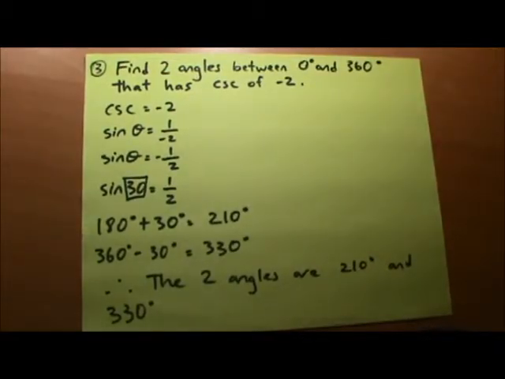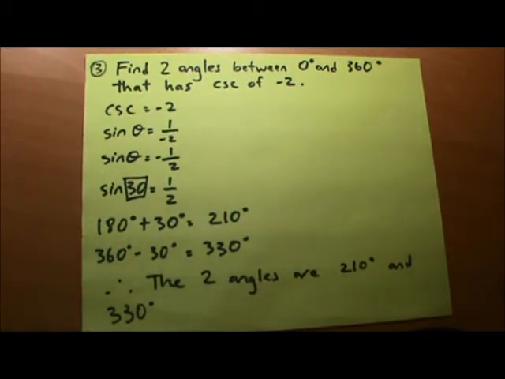The third and final example is to find 2 angles between 0 and 360 degrees that have a cosecant of negative 2. Now, since cosecant is equal to negative 2, we know that sine is equal to negative 1 over 2. To find theta, we have to take the inverse of sine of 1 over 2, which gets us 30 degrees. Now 30 is our base number. That is our important number. We have to add or minus that from 180 or 360.